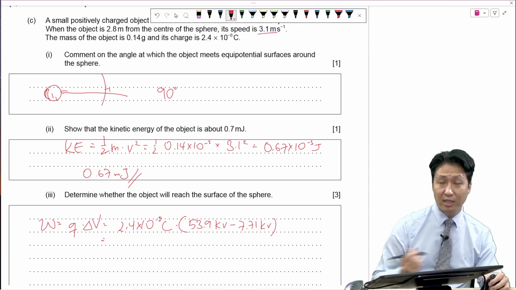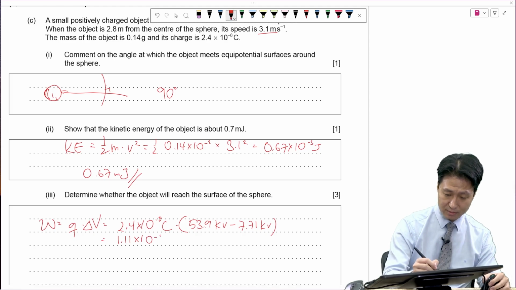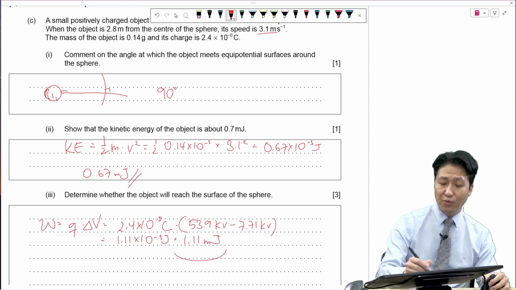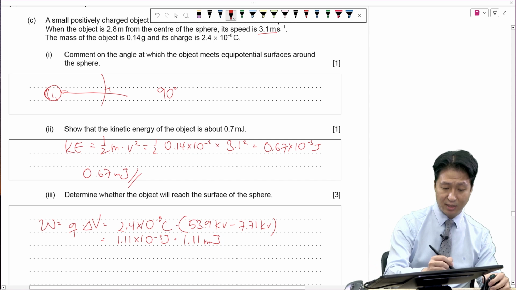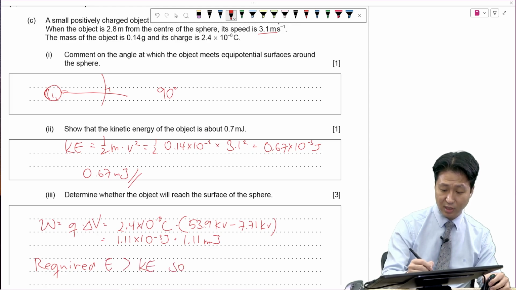Using this, the energy required would be about 1.11 times 10 to the negative 3 joules, which is 1.11 millijoules. So you need more energy than there's kinetic energy. So the required energy is greater than the kinetic energy. So it will not reach the sphere.